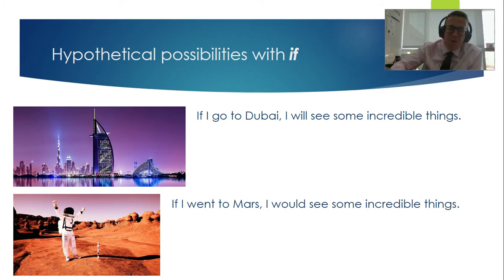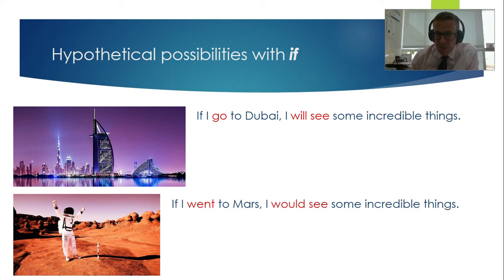So these are more or less the same sentences, but one is Dubai and one is Mars. But look at the verbs. This one is go to Dubai, this one is went to Mars. So present, past. Will see, would see. Future will, and then the word would. Now these are both talking about the future.